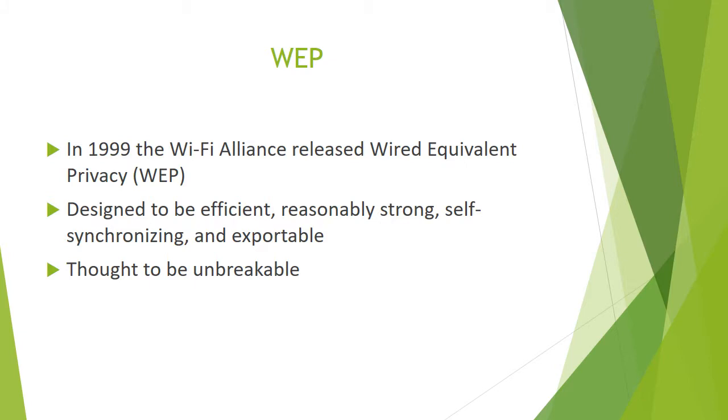In 1999, the Wi-Fi Alliance released what is called the Wired Equivalent Privacy, or WEP. WEP was originally designed to be efficient, reasonably strong, synchronizing, and exportable out of the US. WEP was originally thought to be an unbreakable protocol.